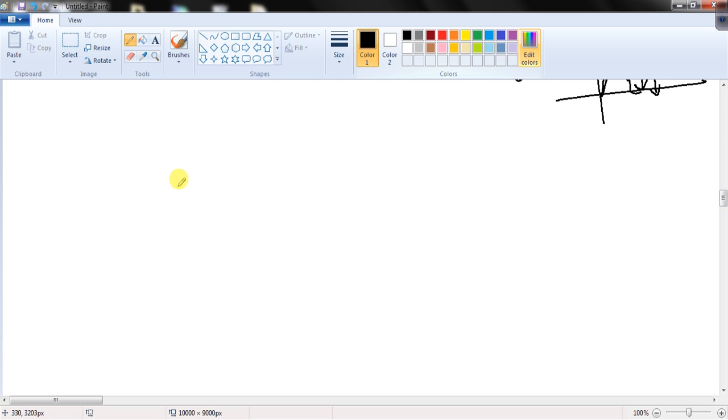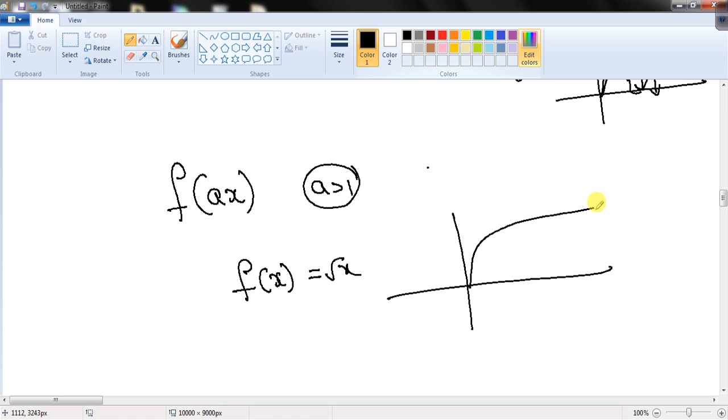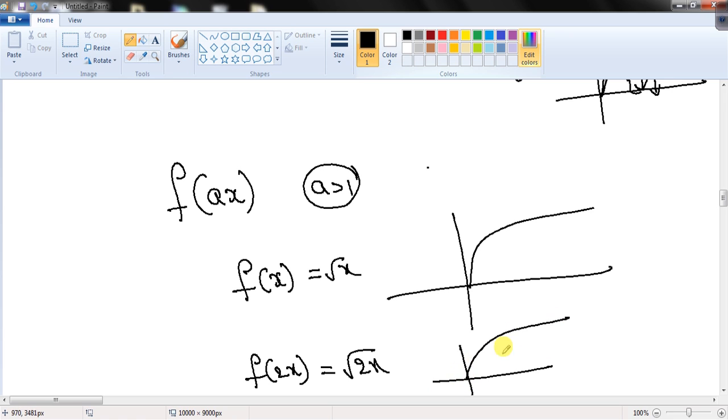So the next transformation is horizontal stretch or horizontal compression. f of ax, if a is greater than 1. This is also again opposite to what students think. Suppose I have the graph of f of x as root x. So this is the graph of f of x equals root x. Now if I need to draw the graph of f of 2x, f of 2x is root of 2x. The graph of root of 2x would be, this is the graph of f of x, then this would be the graph of f of 2x.